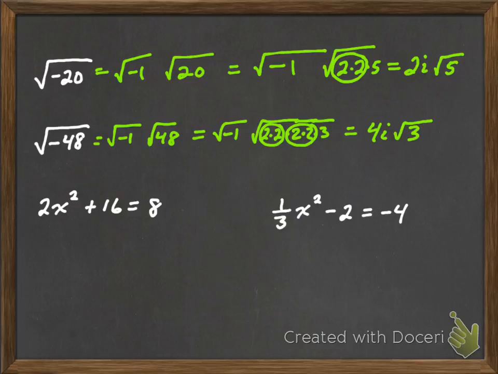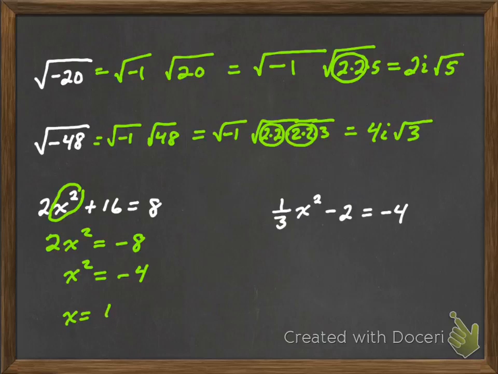So now for solving equations, what we need to do is isolate the quadratic term. So you are going to subtract 16. 8 minus 16 will give you a negative 8. Then you divide by 2, which gives us negative 4. And then you take the square root. Now, whenever you are solving an equation and you take a square root, you must always put a plus or minus in front of this.